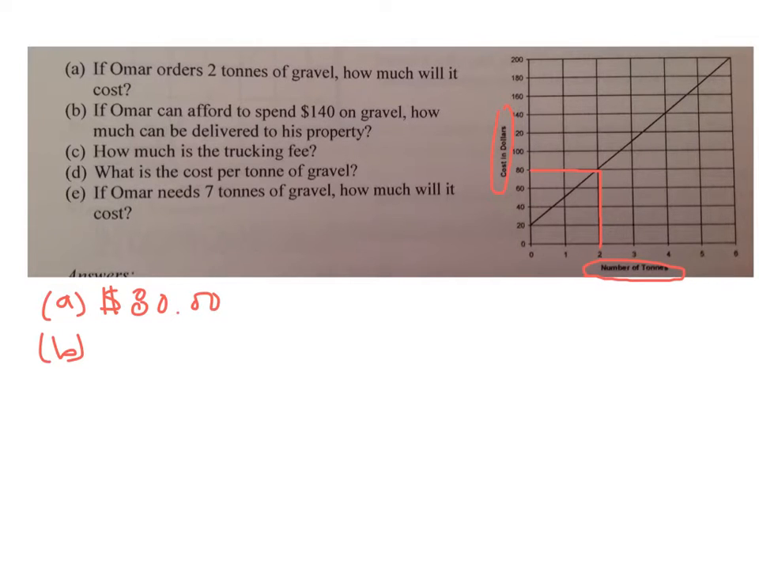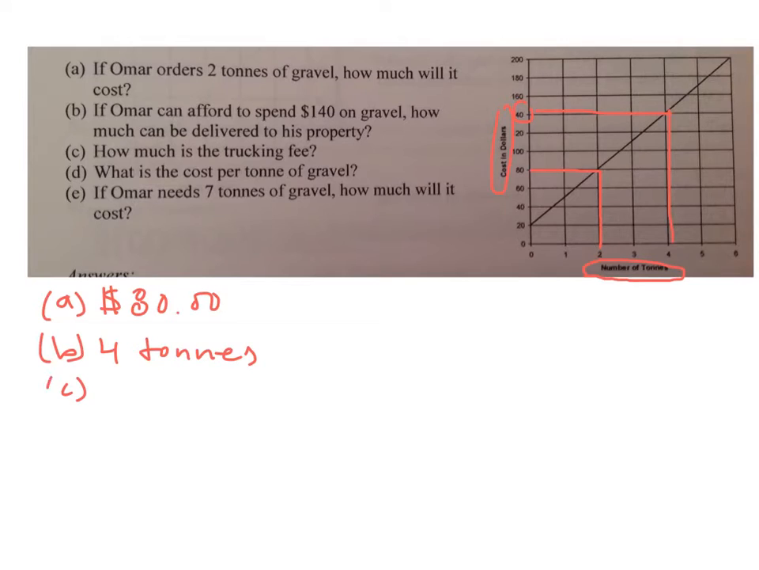If he has $140 to spend on gravel, how much gravel can he get? Well, here's $140 in the cost. Let's follow it across to the graph. Where it meets the graph, follow it down to the number of tons. And for $140, he can buy 4 tons of gravel.